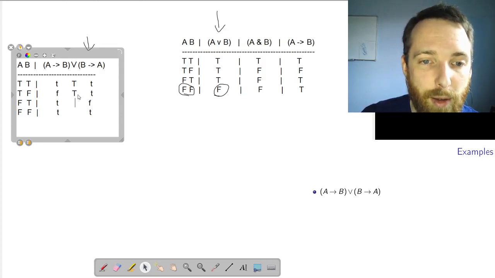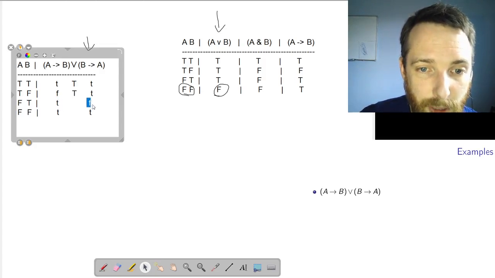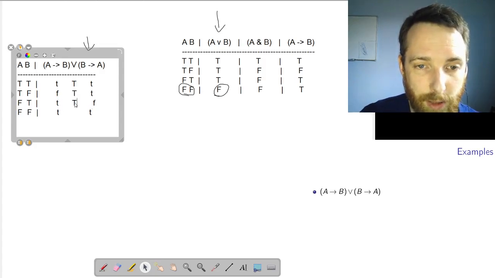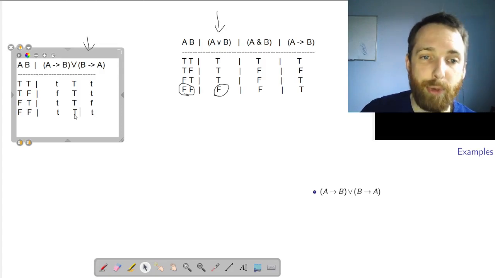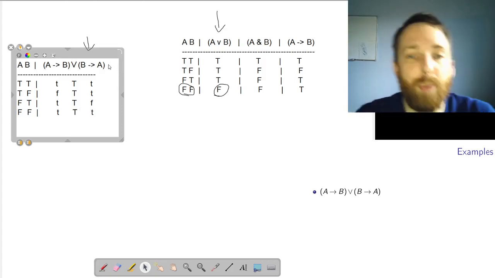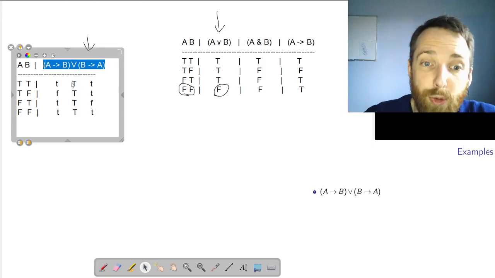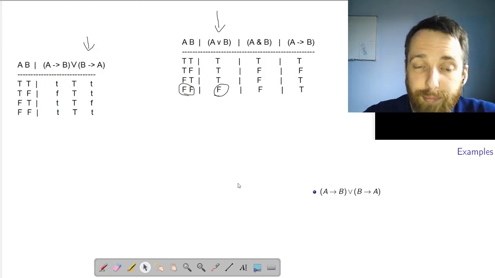Then we have true or false. The true from here, the false from here. That's true. And then we have true or true. That is also true. So, hey, look at this. Our original sentence, A arrow B or B arrow A, that is true on every line of its truth table.